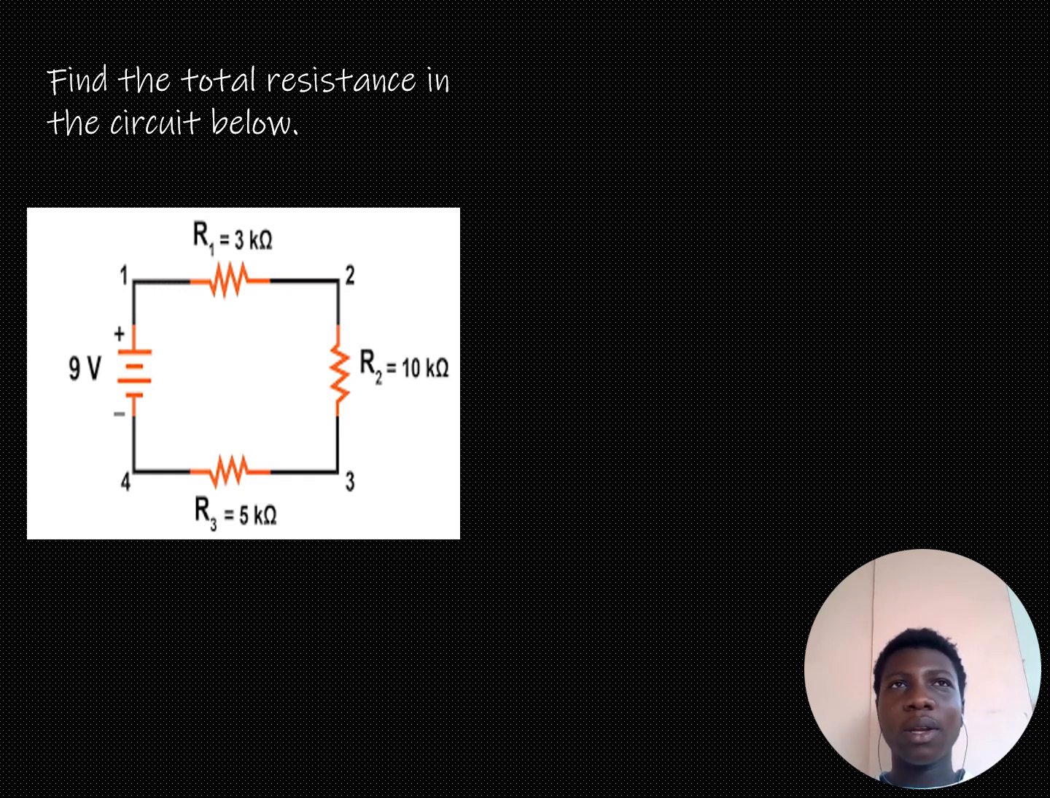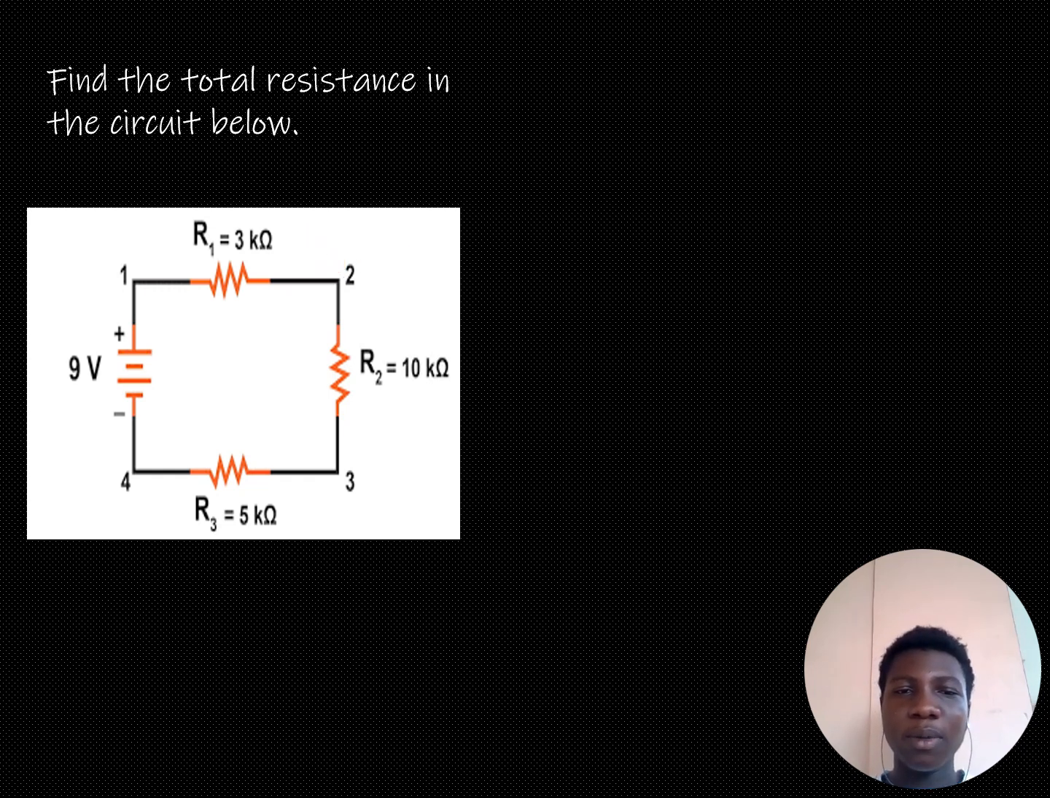If you think you've understood what I've said so far, you can try it. Pause the video and try it. If not, let's do it together. You have a 9 volt source, a 3 kilo ohm resistor, a 10 kilo ohm resistor, and a 5 kilo ohm resistor. Kilo means thousand. It's just a prefix for thousand. Bear this in mind.